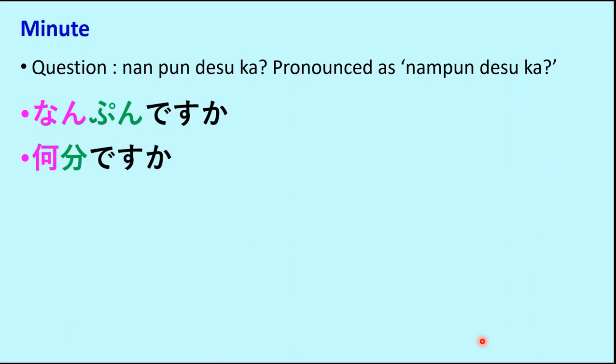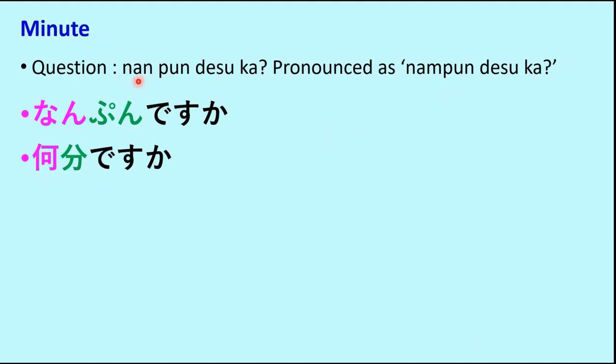Next is how to ask minutes. Just like Nanji deska, it is Nanpun deska. You can see Nanpun deska, but it will be pronounced as Nampun, because whenever there is this kind of combination, the N becomes M. Nampun deska, just like Mpitsu. It's Npitsu, but when we pronounce it, it becomes Mpitsu.